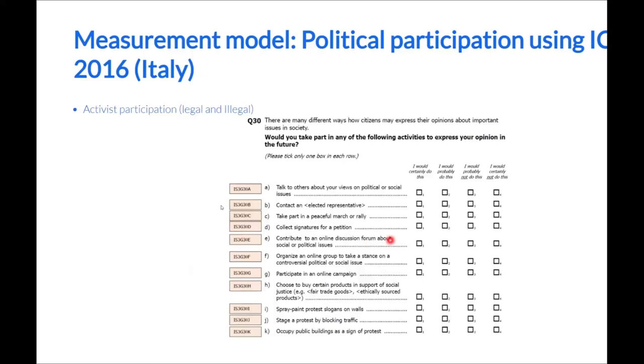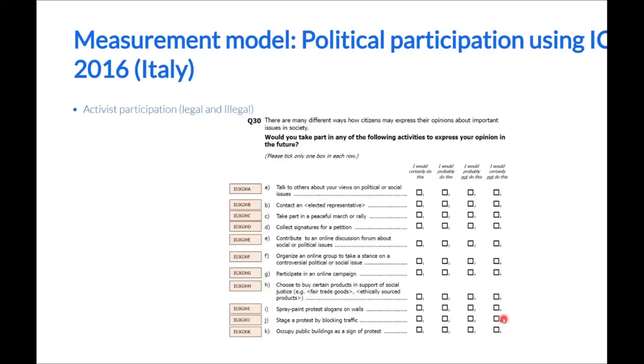And unconventional or illegal activism, I will measure using these three: the disposition to spray paint protest slogans on walls, protest by blocking traffic, and occupy public buildings. Using the Italian sample.